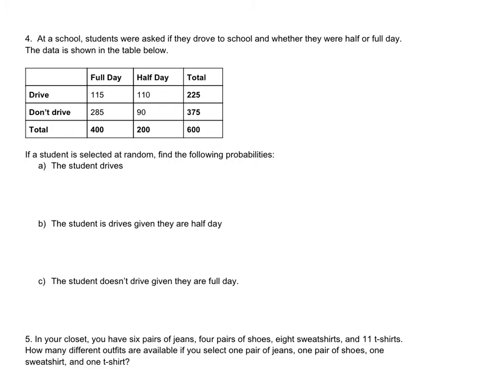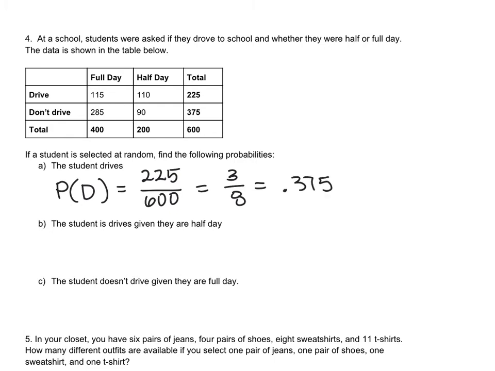We want to find the probability, if a student is selected at random, that they drive. So we go to the total that drive, so probability of driving. The total that drive is 225 over our total number of students, 600. 225 over 600 does simplify. It is 3/8, which as a decimal is 0.375.